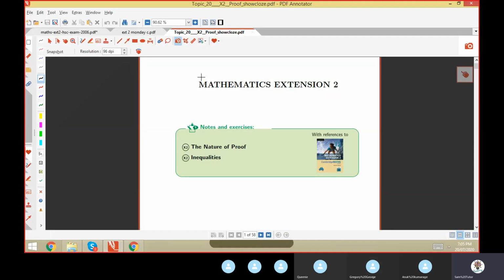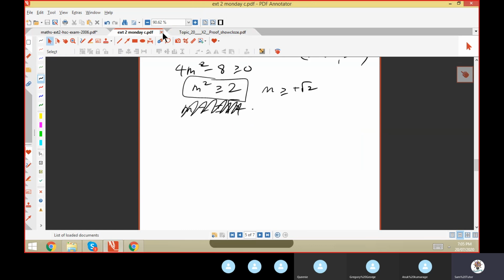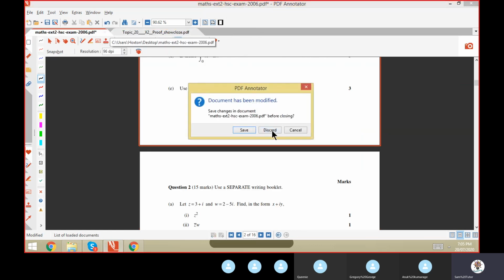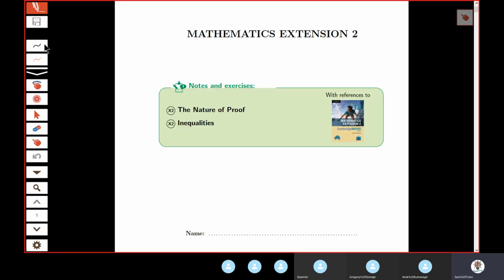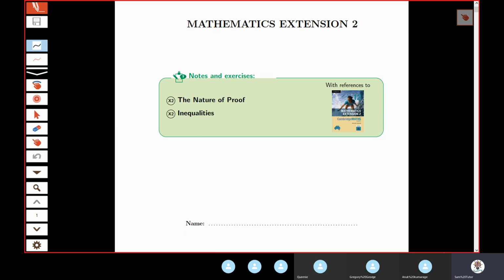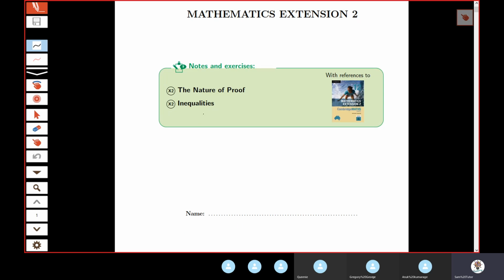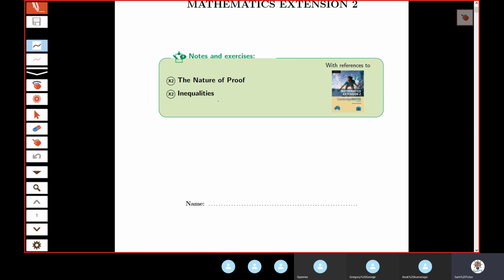All right. So in proofs, we've got two components that we have to master. The first bit's the nature of proof, and then the next bit's inequalities. I think because we've got limited time, I might actually go through inequalities because that is something we can get working on straight away.